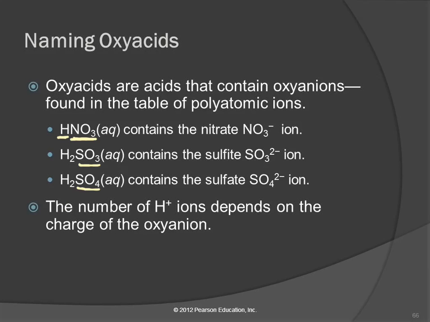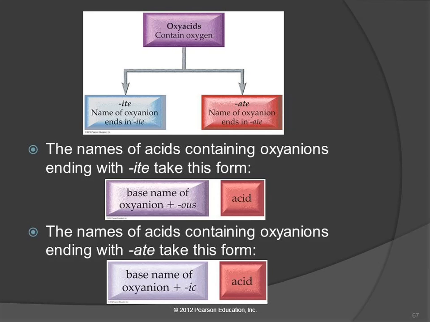There's another acid based on phosphate. How many hydrogens would that have? What's the charge on phosphate? 3. So it needs 3 hydrogens. H3PO4. So that's got phosphate in it. So the name of the acid is related to the name of the anion.